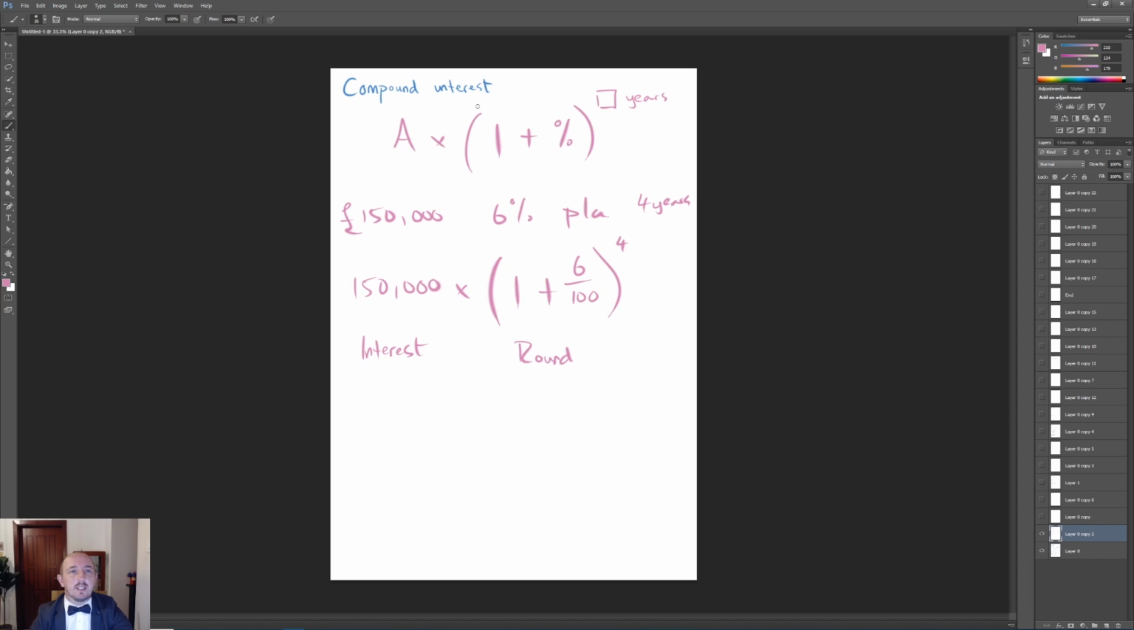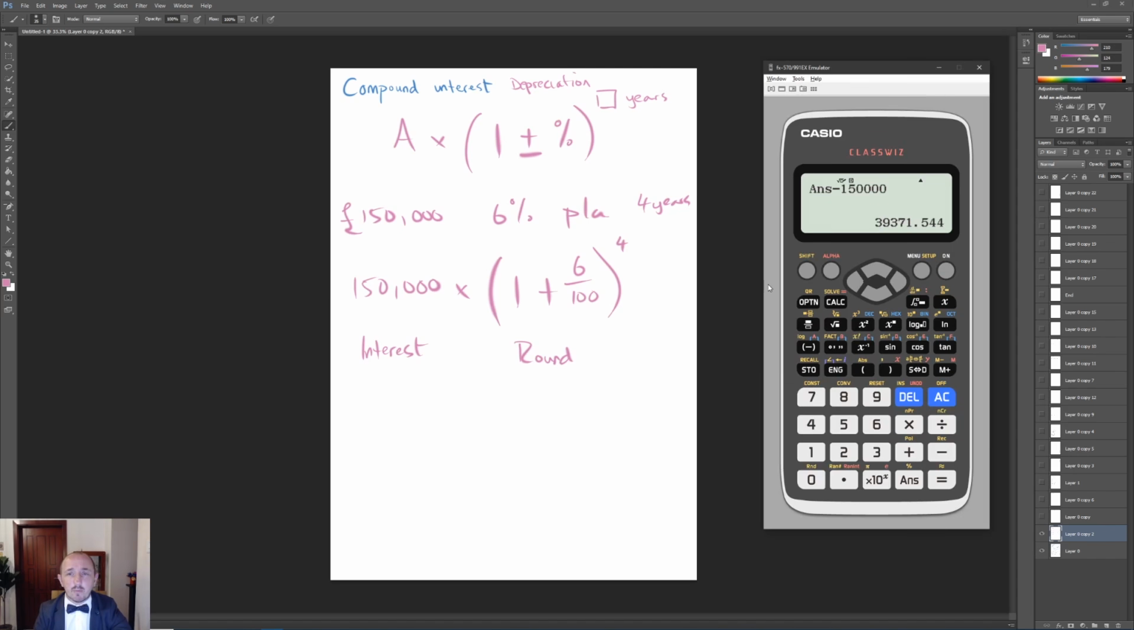Okay, so when there's a compound interest and the value is going up, then we do 1 plus. If it was something like a car losing value every year, they might talk about depreciation, and then in that case we would do 1 minus the percentage. So if it goes down by 6%, then you do 1 minus the 6% in the brackets there.